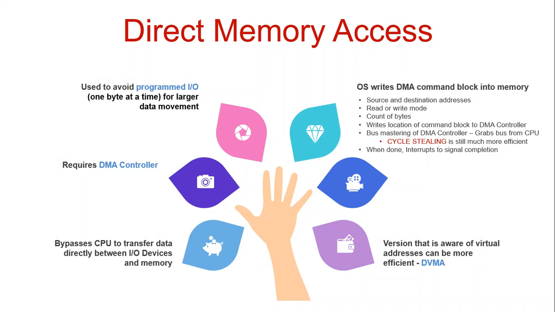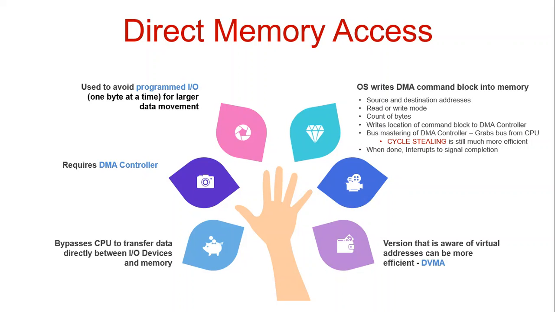DMA, or direct memory access. It's used when there is a large movement of data. The CPU cannot process one byte at a time as it is time consuming. That's where the DMA comes in. It is a special processor which bypasses the CPU to transfer data directly between the I/O device and memory.